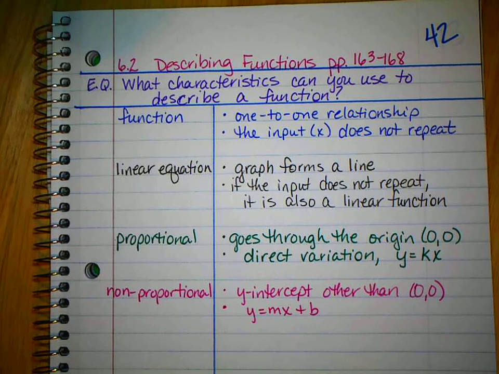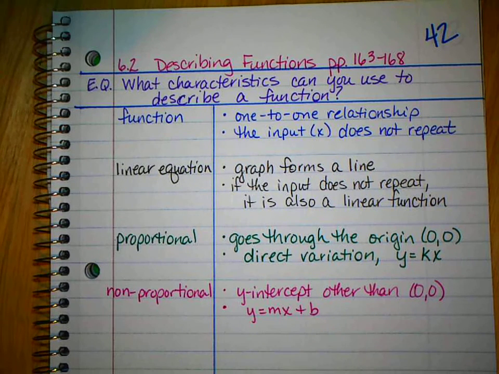Today we're going to do 6.2, describing function. That will be pages 163 to 168 in your book. Your essential question is what characteristics you use to describe a function. I've already put some vocabulary down. If you need to stop the video to copy it, then do so.